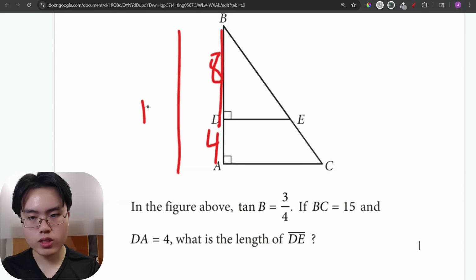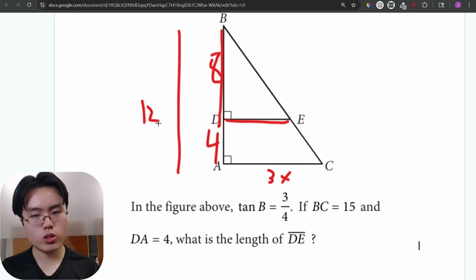If this is 12 and this smaller triangle is 8, then we have the scale factor already. We can probably use that to get this, right? Because we know this one was 3x, and this is 4. 4 times 3 to get 12. And this is 3x, so 3 times 3 to get 9, because x equals 3. So this side equals 9. Let's put that as big side equals 9.